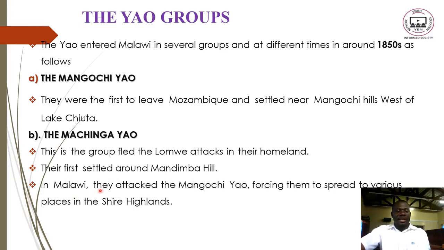So in Malawi, they attacked the Mangochiao, forcing them to spread to various places in the Shire Highlands. So here, you have to understand it clearly. When the Machinga Yao came in, they also attacked the fellow Yaos who came first, those Mangochiao who settled Mangochi Hills. Then they forced the Mangochiao to spread into other parts of the Shire Highlands.